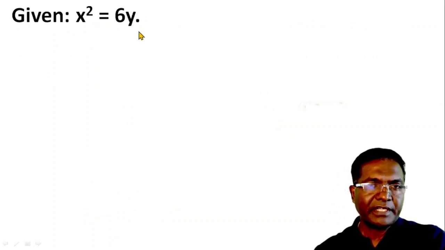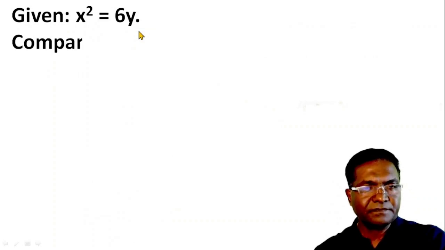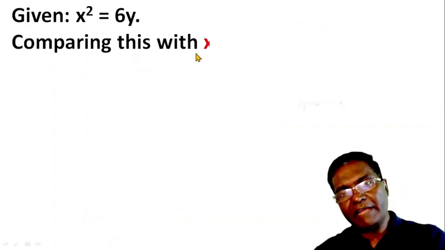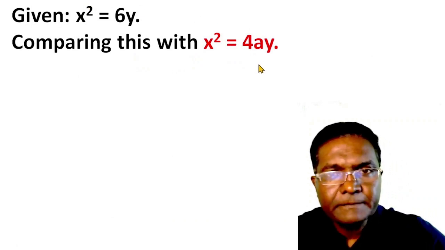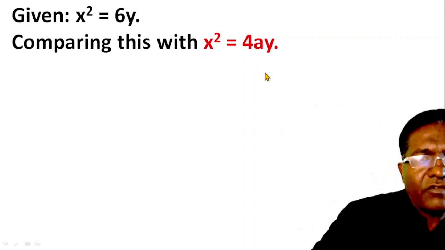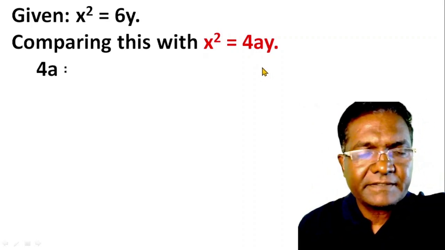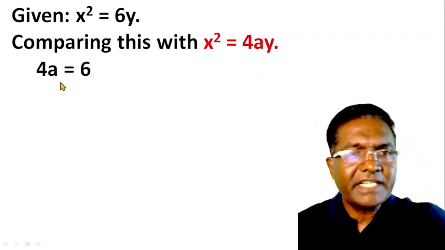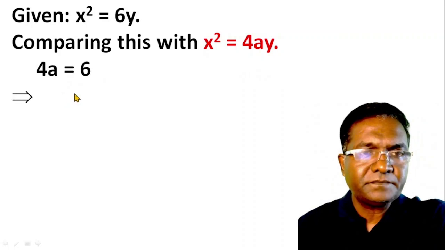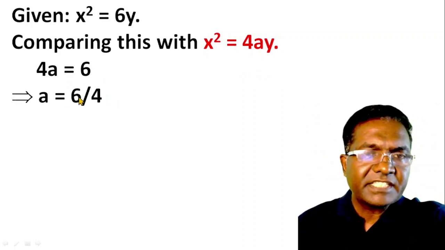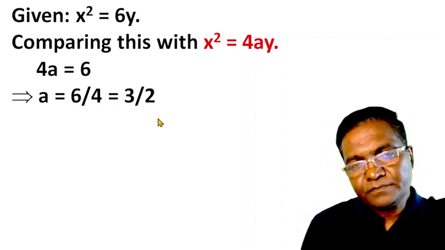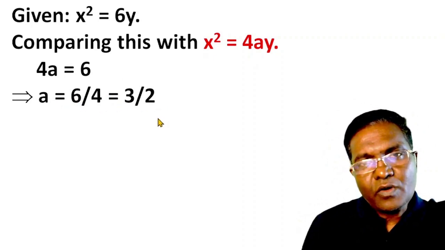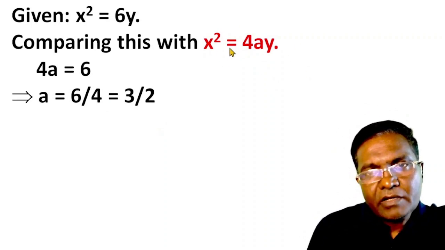Given x square equal to 6y. Compare this equation with x square equal to 4ay. So what is 4a? 4a stands for 6. So what is a then? A is 6 by 4, that gives you 3 by 2. 2 2s are 4, 2 3s are 6.